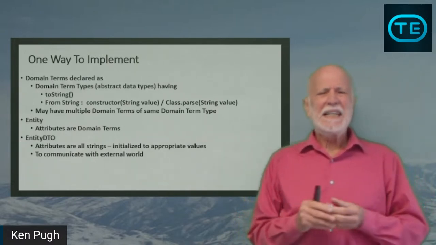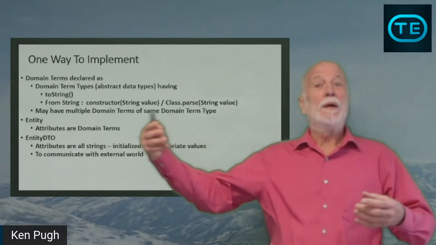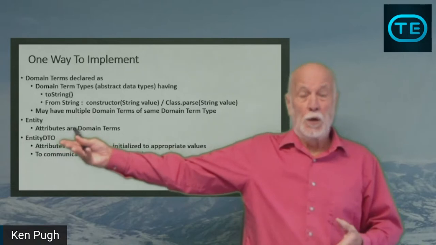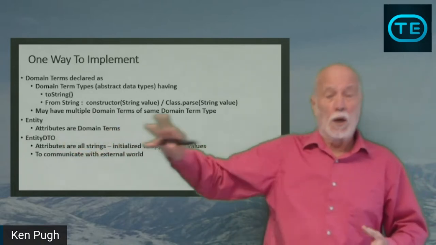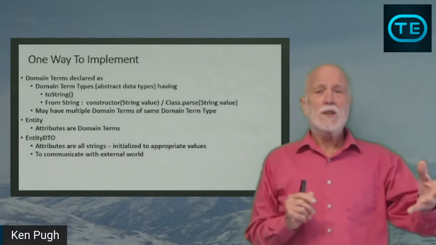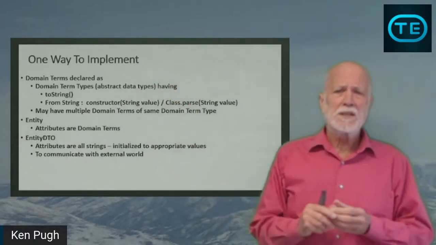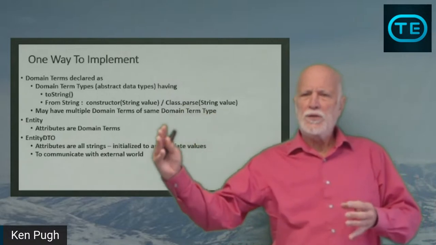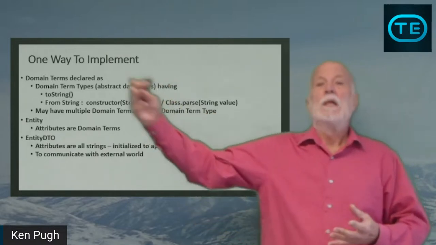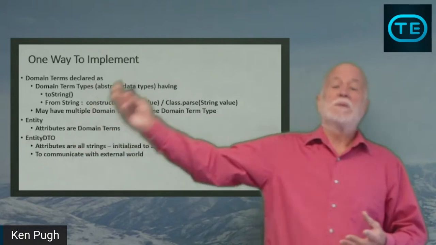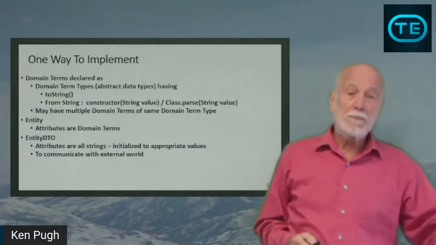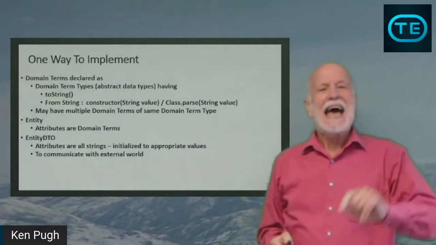Why do we need an entity DTO? Because we need to send it out to a service, and we typically don't ship an object over there. We're no longer doing remote method calls where we serialize the objects and everything. Everything goes to a string, JSON, XML, whatever, and it comes back. So we're going to need representations of the entity as strings.